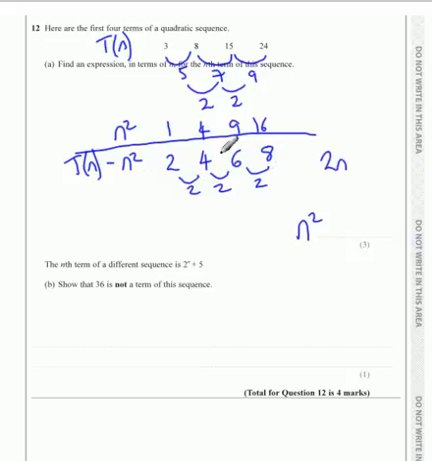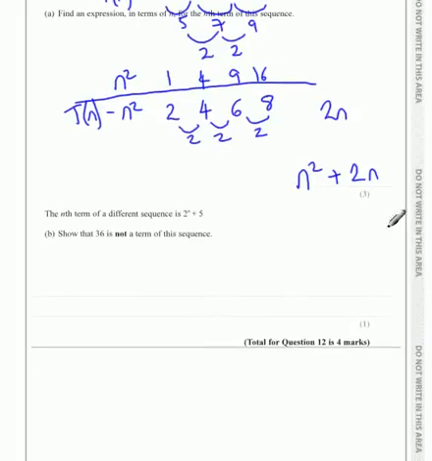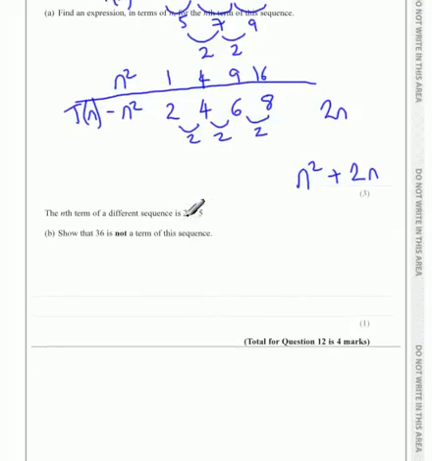We want to work out the nth term of this. This has a difference of 2, which means it's 2n. In fact, that is all it is because we don't need to add anything on. Because for our nth term for Tn, we took off n squared, and that gives us 2n. So the nth term for Tn is going to be n squared plus 2n.